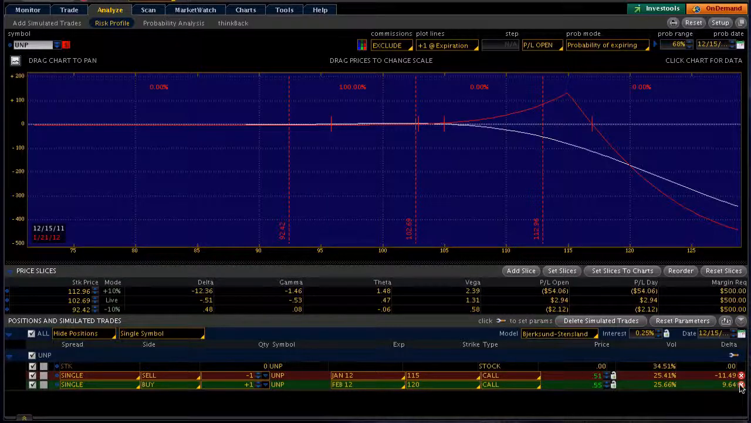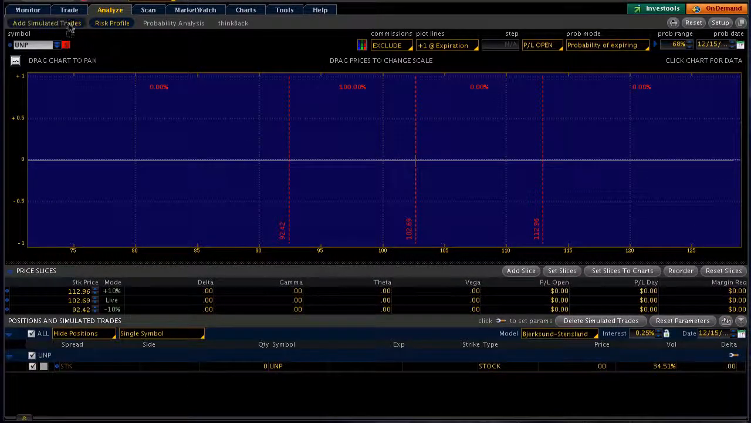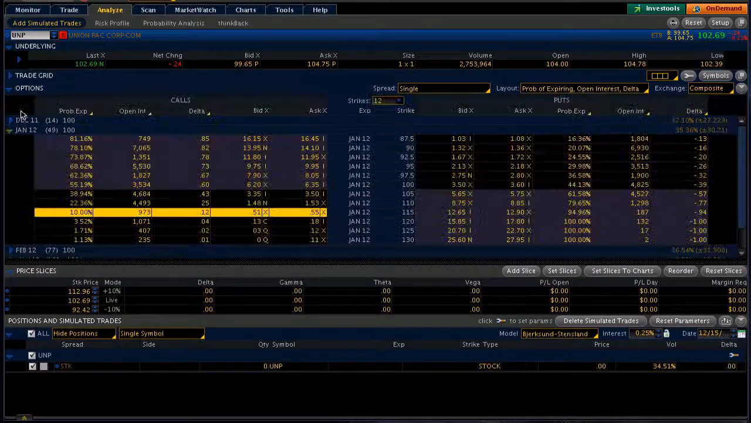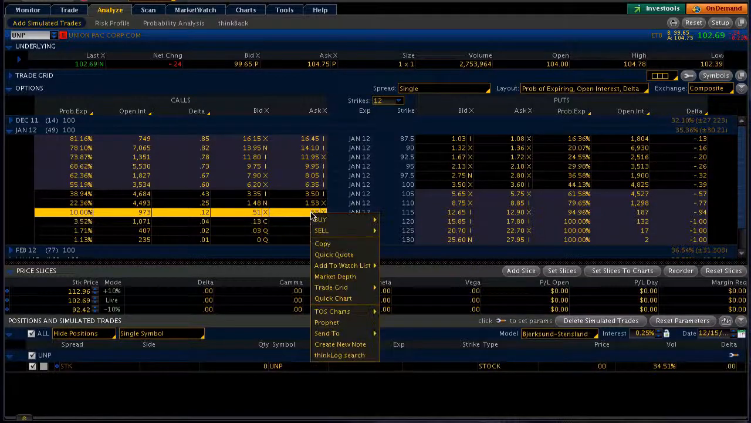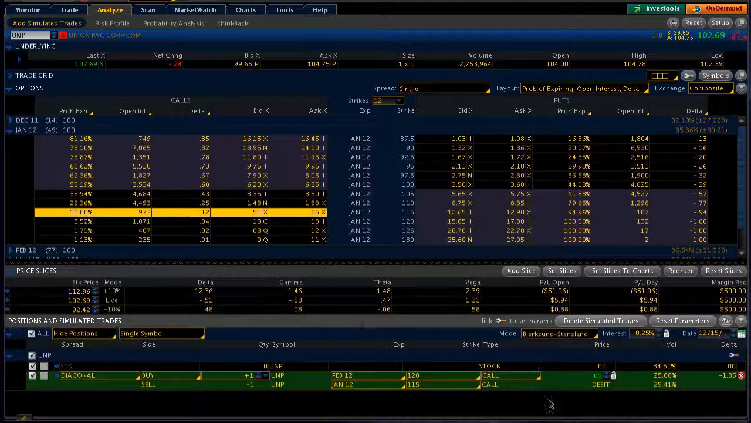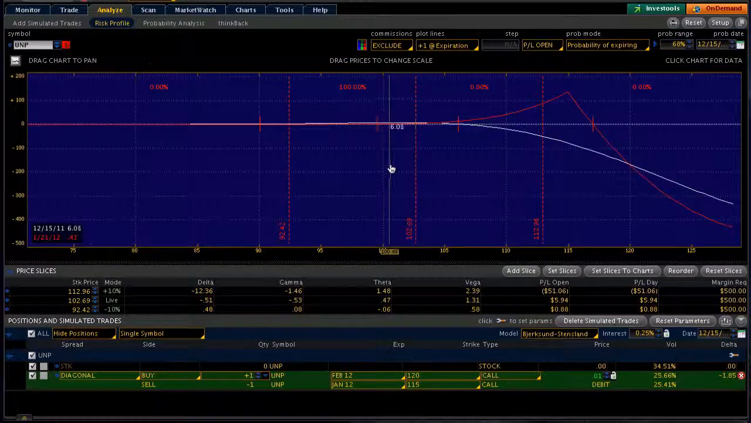Now let's say I want to mess around with these. Okay, but actually let's go back to the Thinkorswim platform. This is why I like Thinkorswim, because they just get it for option traders. We're looking at the 115, so what we're going to do is right click and buy a diagonal. As you can see right here, right now we got a debit of 1 cent.